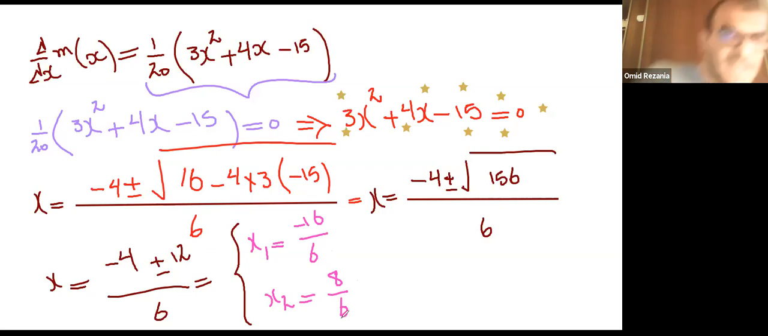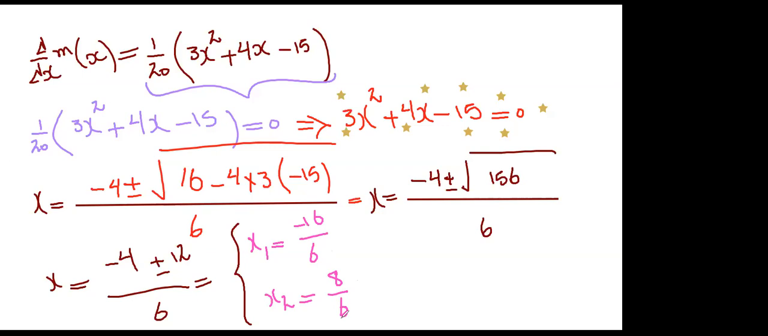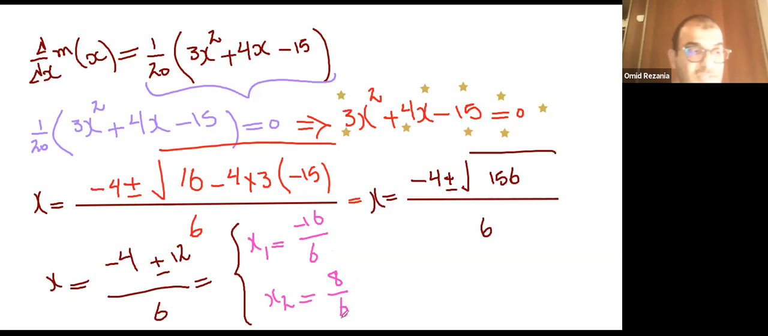Okay, any questions, guys? Everyone is fine? Yes. Okay, it's 3x squared plus 4x minus 15, then becomes minus 4 plus or minus square root of b squared 16 minus 4 times 3 times 15, then it becomes 45, 60, I think.